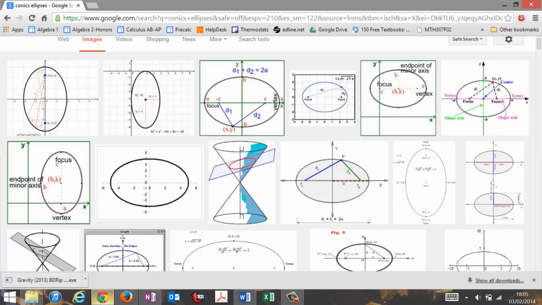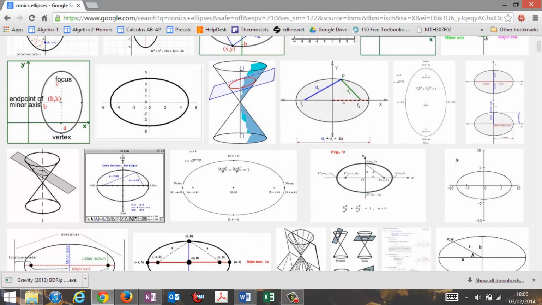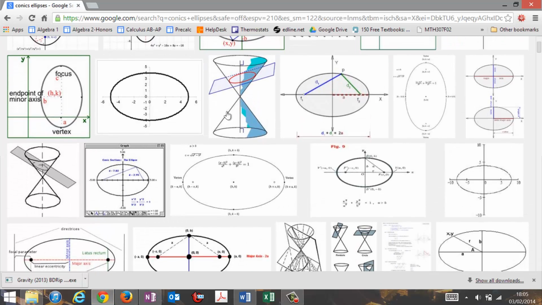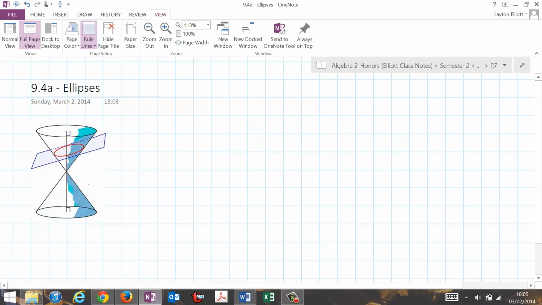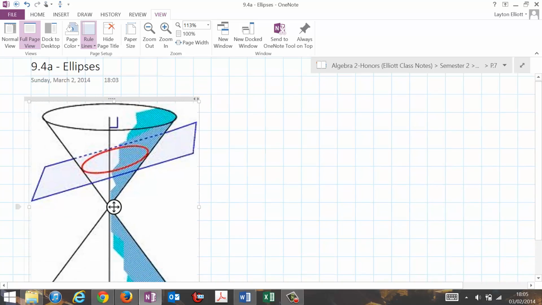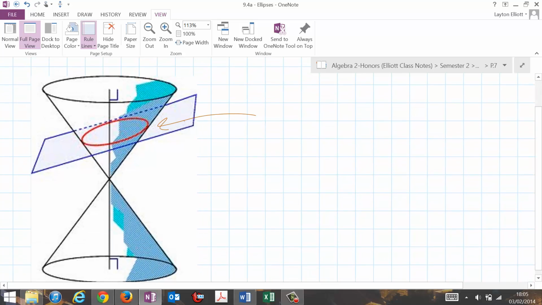Ellipses. A quick Google search will show us that we have lots of different shapes that we can begin to define some things. But let's look at some images like this one right here. If I take a look at this, I can see the conic section slice that's going to create an ellipse.